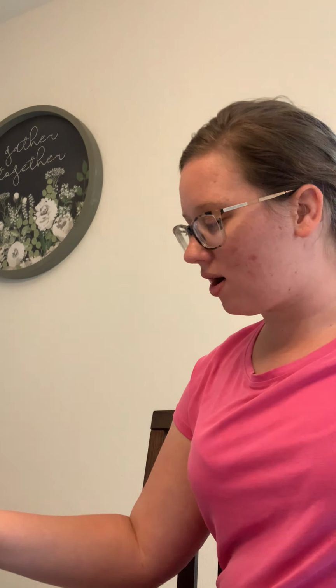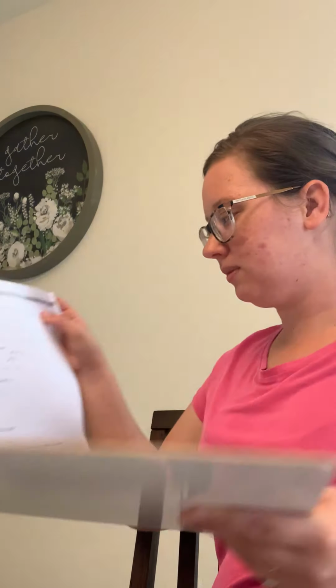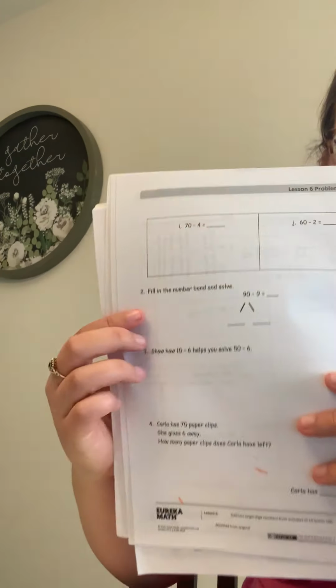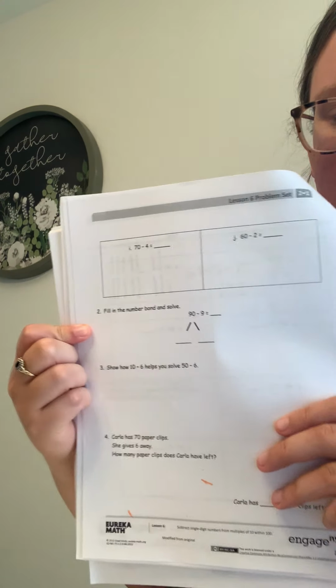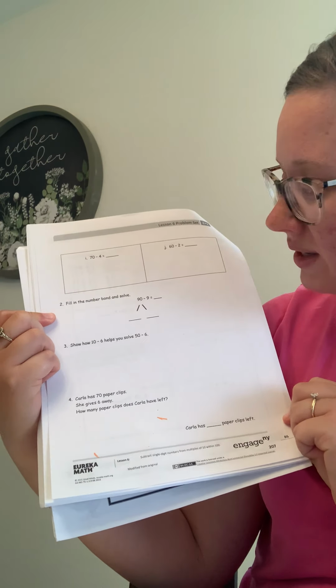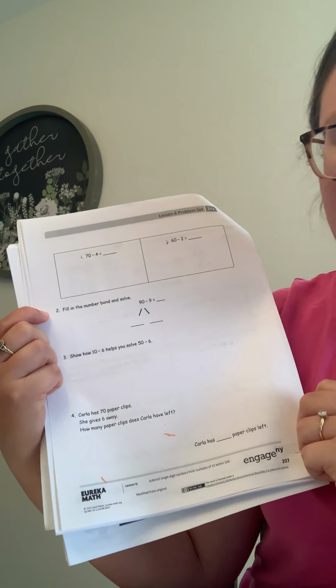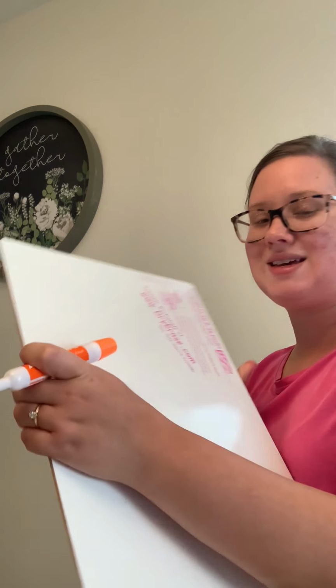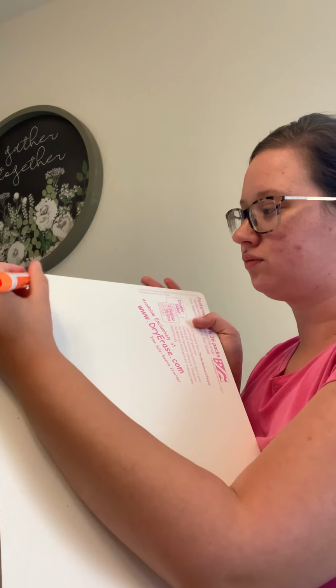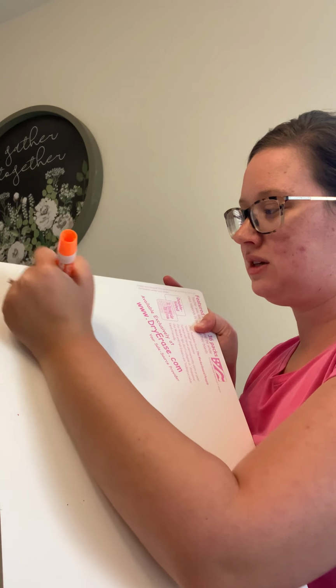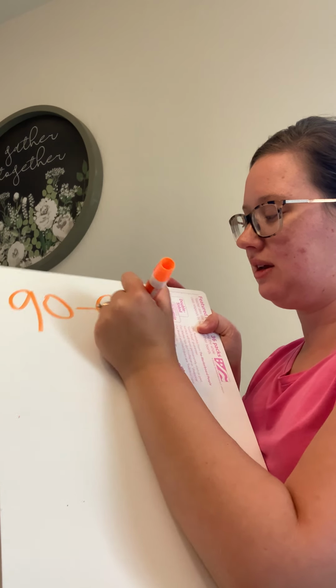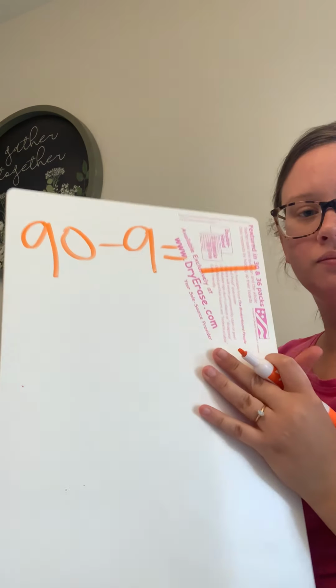I'd like to move on to page 207. There are word problems on here. I'd like to help you with number 2. This is on page 207, number 2. 90 minus 9. That's another problem that has regrouping in it. 90 minus 9 equals blank.